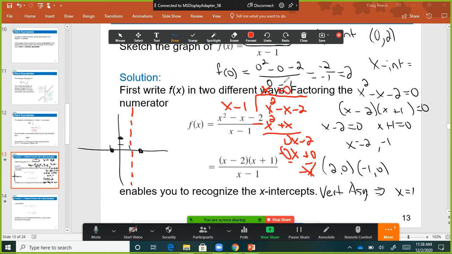So here, x plus 0, y equals x plus 0. I'm just going to put y equals x. That is my slant asymptote, which means the y-intercept is 0. The slope is up 1 over 1. So it is basically this one right here.